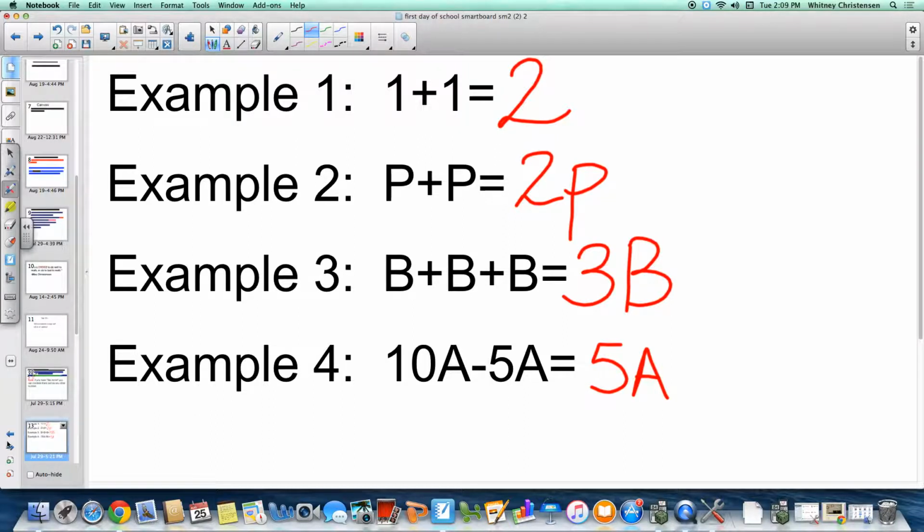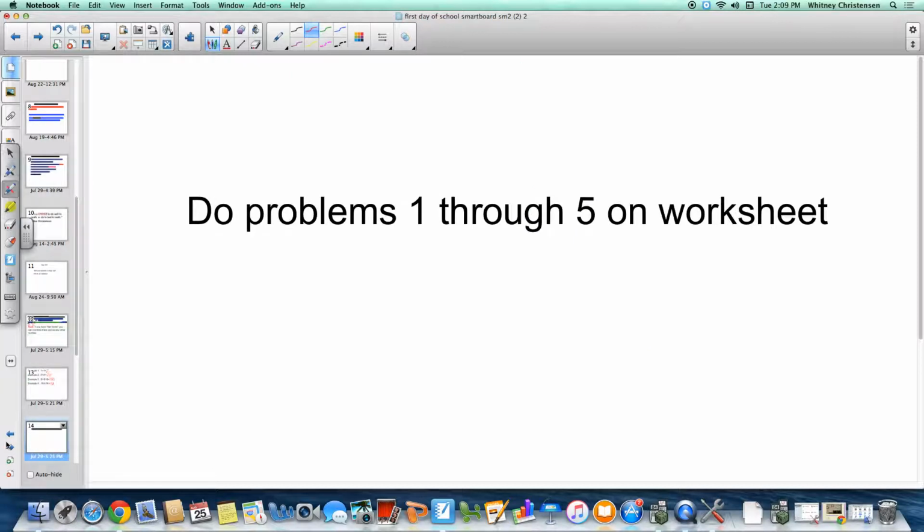Really simple. All right, guys, do problems 1 through 5 on the worksheet. Now, this is where it is appropriate to talk to your neighbor, ask them for help, see if they're getting the same answer as you.